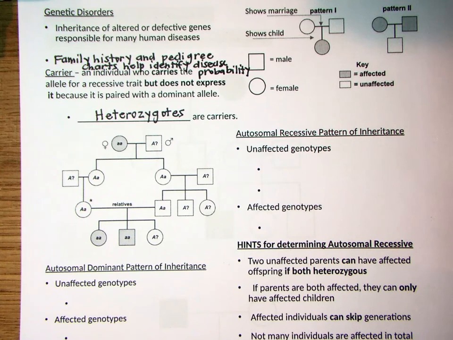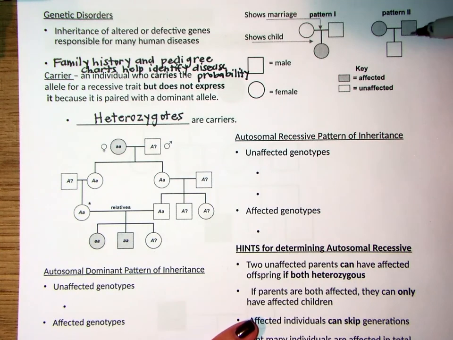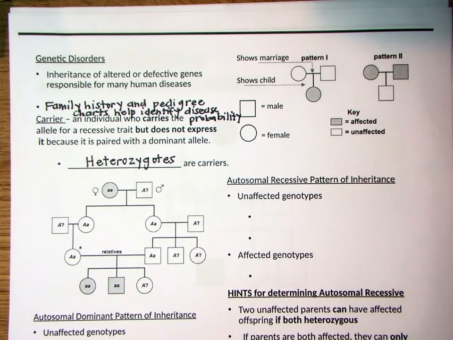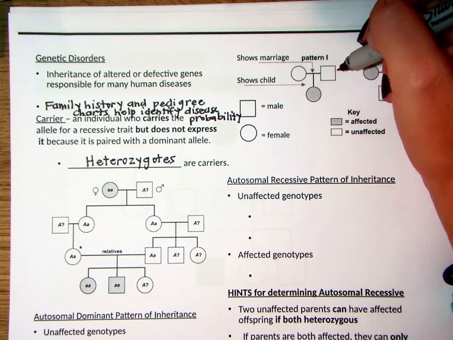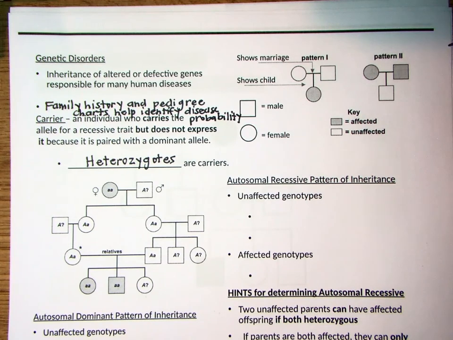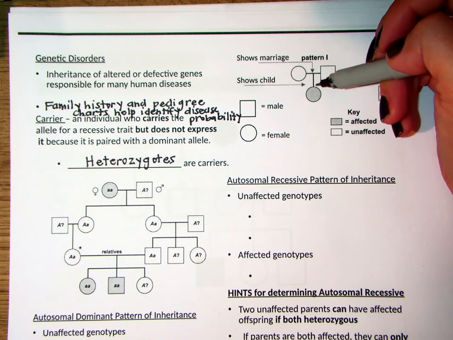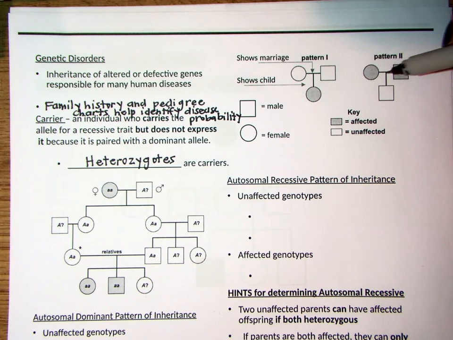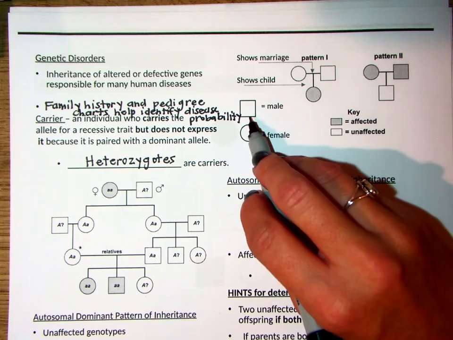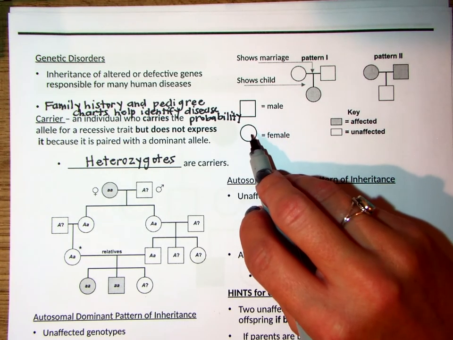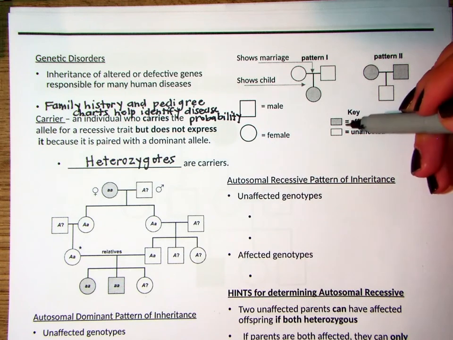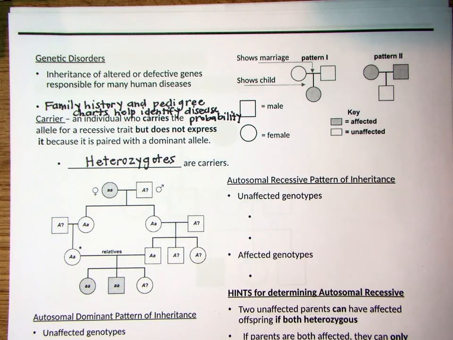Okay, so let's look at how these pedigree charts work. Anytime you see a horizontal line connecting two individuals, that shows a marriage or a mating. I'm just going to say marriage. And the vertical line down, if it's connected to that, shows a child. So here we have two more individuals that are married with one child, and the squares represent the males and circles represent the females. And if they're shaded in, that means they are affected. They have whatever disease you're showing in your pedigree chart.